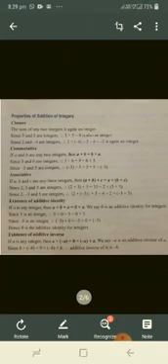Next, commutative property. If a and b are any two integers, then a plus b equal to b plus a. Means you can change the order of numbers in addition. Next, associative property. If a, b, c are any three integers, then (a plus b) plus c equal to a plus (b plus c). So, we can say that integers follow closure property, commutative property, associative property on addition. You can give examples of the three properties also.